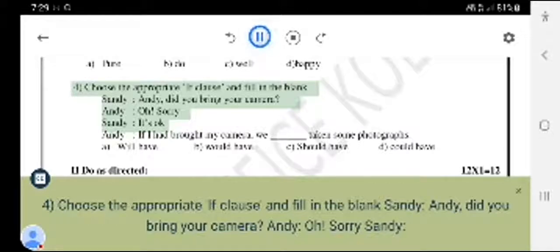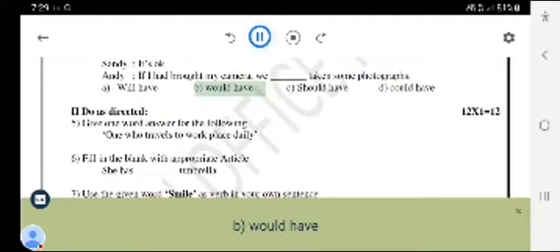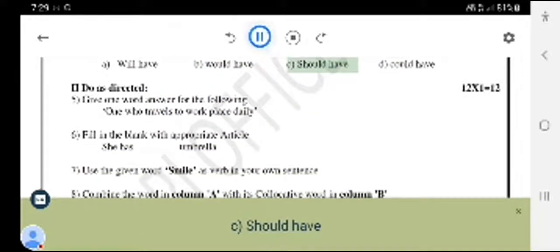Sandy: Andy, did you bring your camera? Andy: Oh, sorry Sandy. Sandy: It's okay. Andy: If I had brought my camera, we'd have taken some photographs. A. Will have. B. Would have. C. Should have. D. Could have.